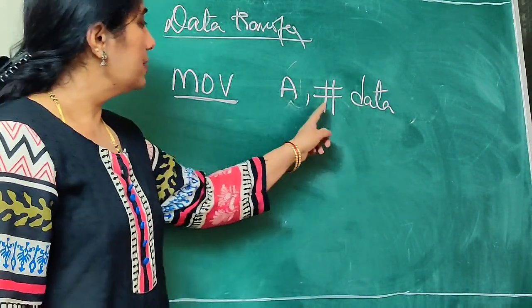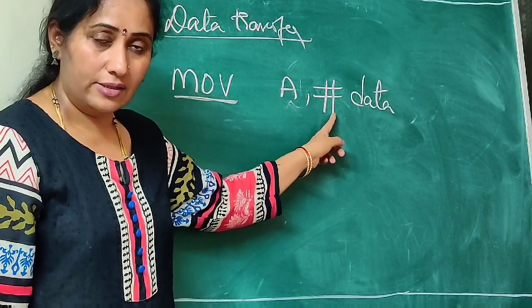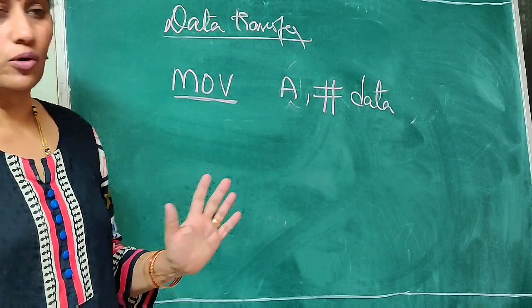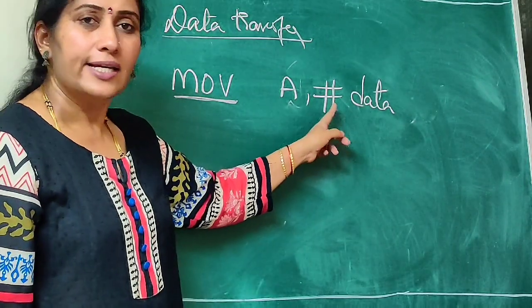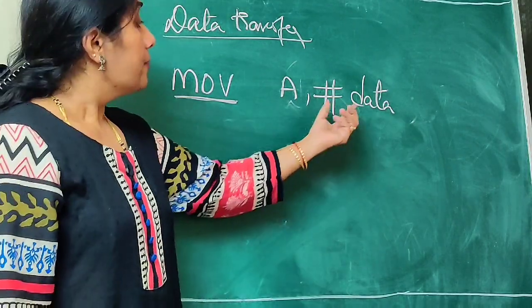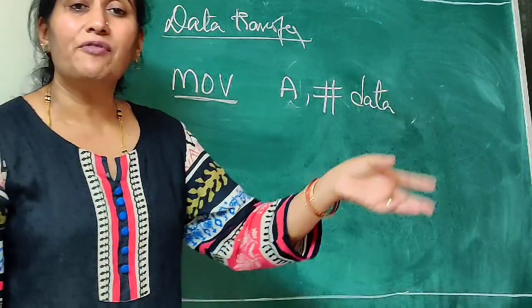You can see over here, just by seeing the hash sign, you should identify the type of the addressing mode. Which type of addressing mode is it? It is immediate addressing mode. In immediate addressing mode, the source operand itself will be the data.